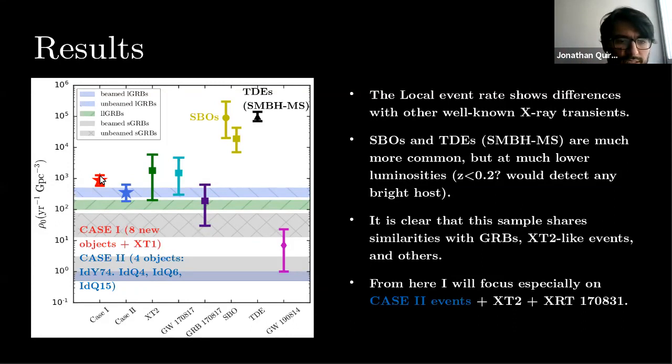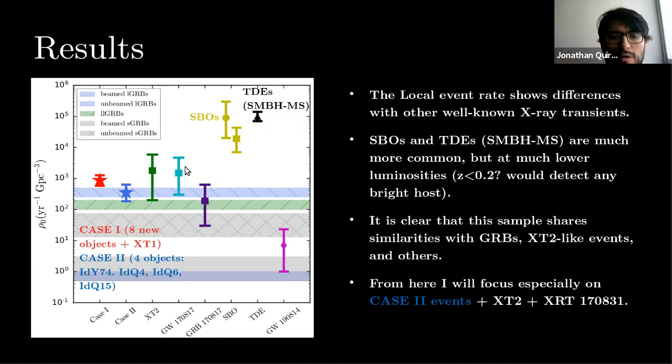Case 1, in this case, the red star, it's considered the new 8 objects plus XT1, and the blue star, the case number 2, it's only considered these objects that show similarities with XT2. And also in here, we compare with local event rate of other well-known X-ray transients.